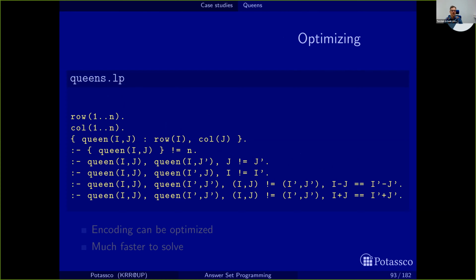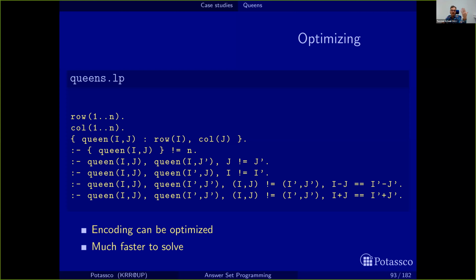Okay, so this encoding can be largely optimized, because I have to confess, ASP is declarative in the sense that it decouples the specification of the problem from the way it is solved. So there's actually no execution model, right? Like in Prolog or like in C or Java or whatever. So it's declarative in this sense.